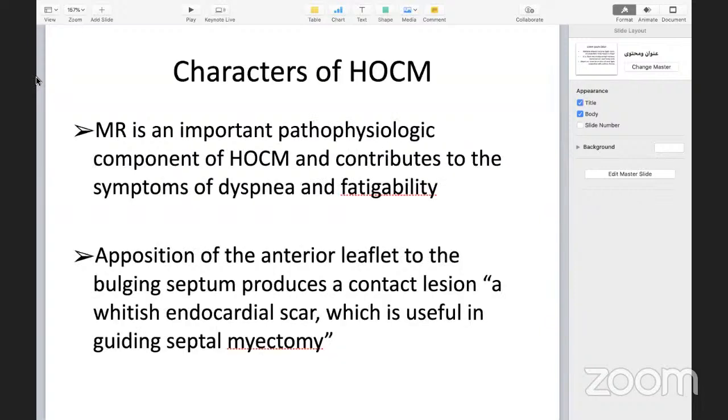The characters of HOCM: MR is an important pathophysiologic component of HOCM and contributes to symptoms like dyspnea and fatigability. Opposition of the anterior leaflet to the bulging septum produces a contact lesion, which is a whitish endocardial scar that is useful in guiding the septal myectomy that we are going to talk about.